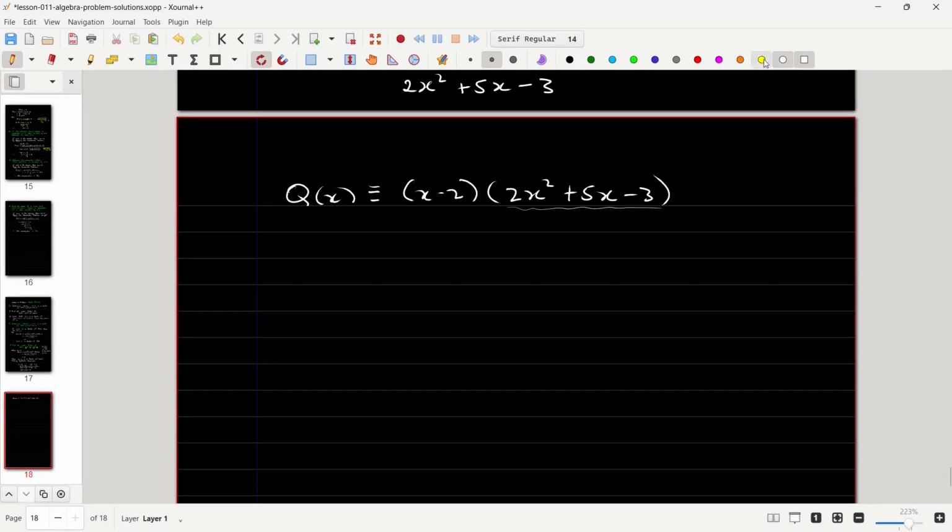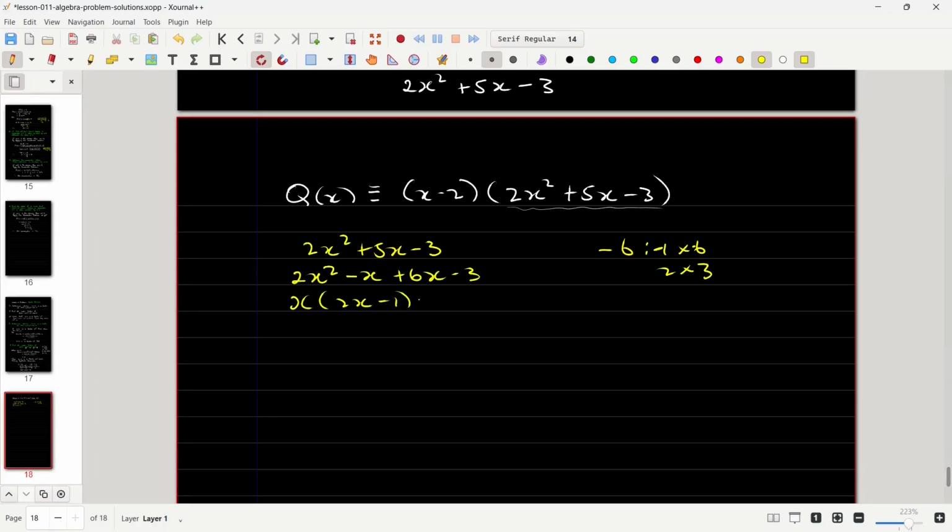So I can factorize this, and I'm going to do this in yellow. So I'm going to say here 2x squared plus 5x minus 3. I'm going to say this is minus 6 when I multiply. I'm going to get 1 times 6, 2 times 3. And I'm going to see that if I have a negative 1 times a positive 6, I'll add them together, I'll get 5. So I can say that this is 2x squared minus x plus 6x minus 3. Group back 2x minus 1. And then we have here positive 3 into 2x minus 1. So we have here 2x minus 1 and x plus 3.